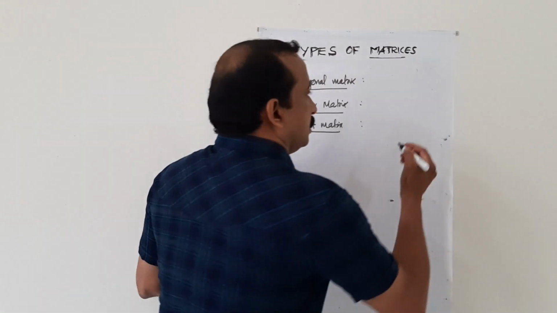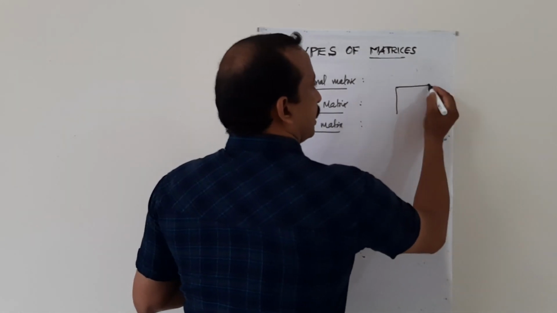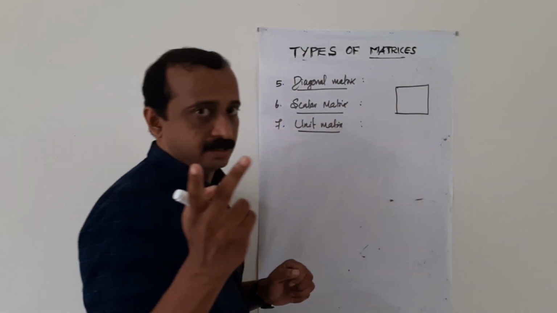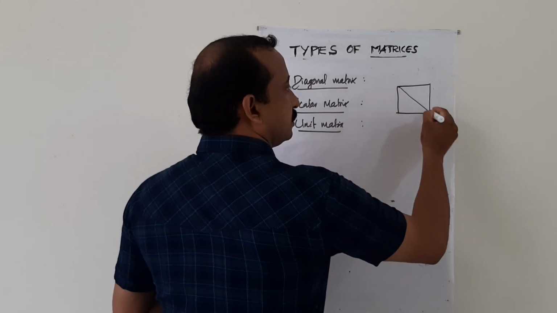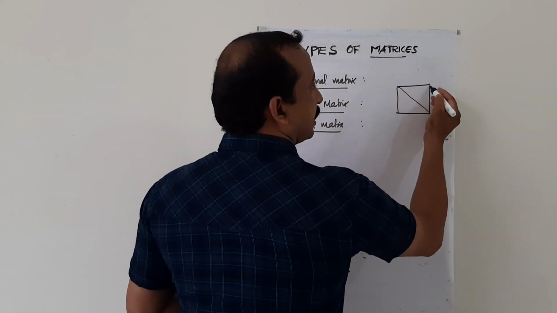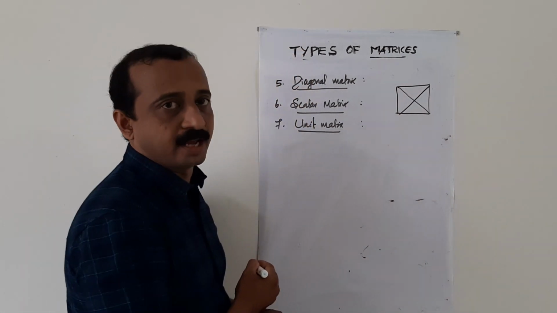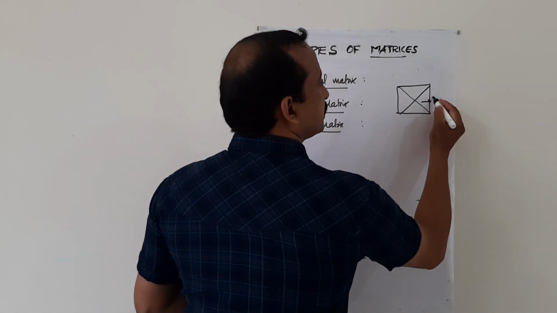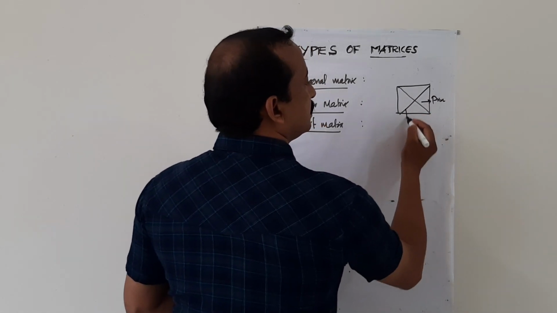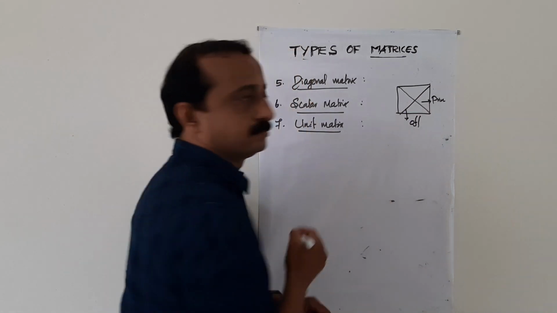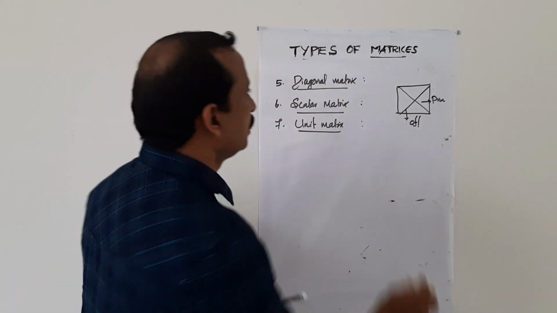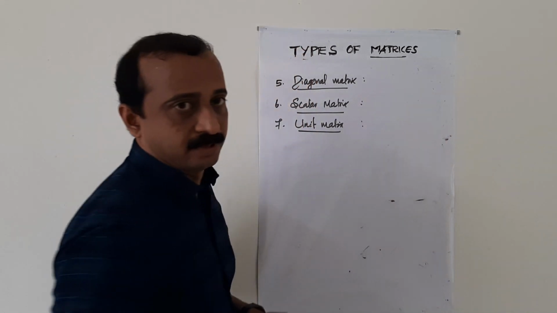Okay. You already know in a square there exist 2 diagonals. This diagonal is named as principal diagonal and this is named as off diagonal. Okay. Now define what is diagonal matrix.